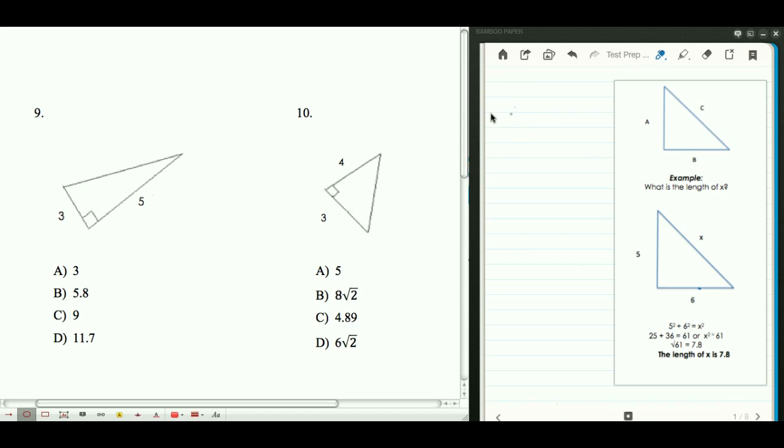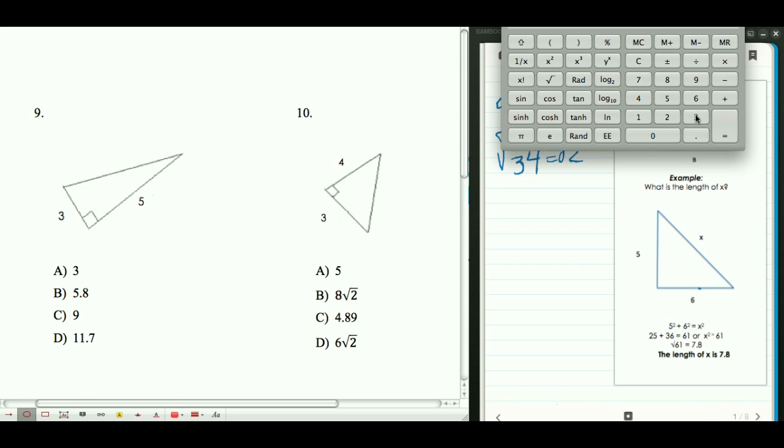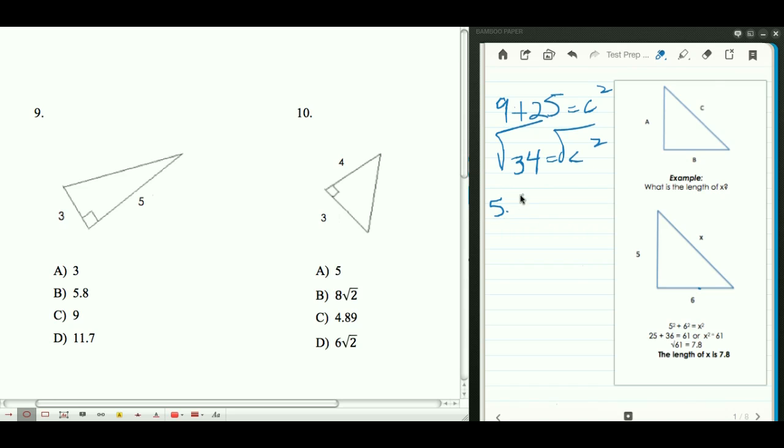Okay, starting with this one, let's see, we have 3 squared plus 5 squared, so it's going to be 9 plus 25 is equal to c squared. Adding 9 and 25, that gives us 34 is equal to c squared. We're going to take the square root of each side. So 34, and then type square root. That's going to give us 5.8 is equal to c. Okay, so closest thing we have, there you go, b, 5.8.